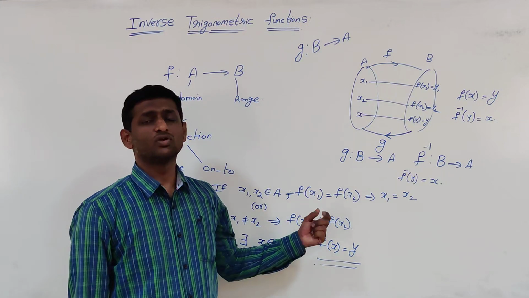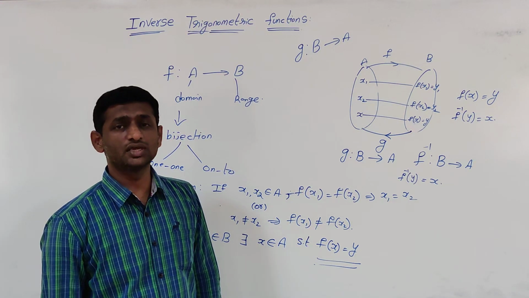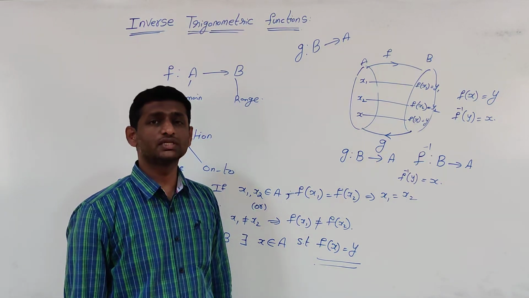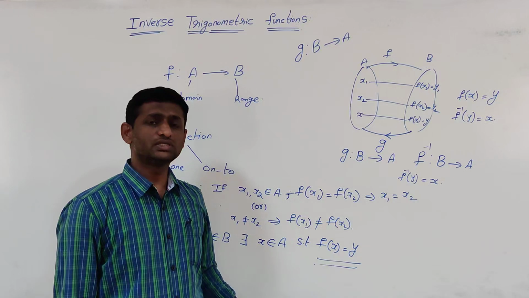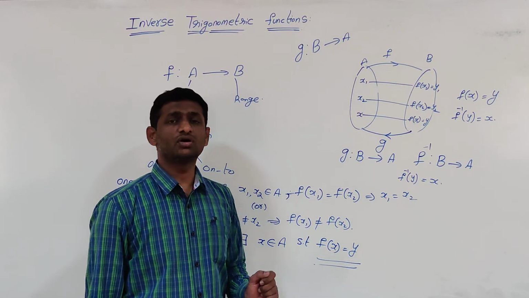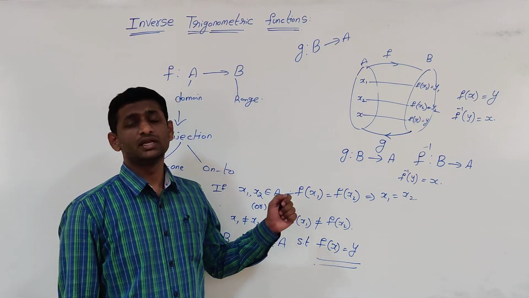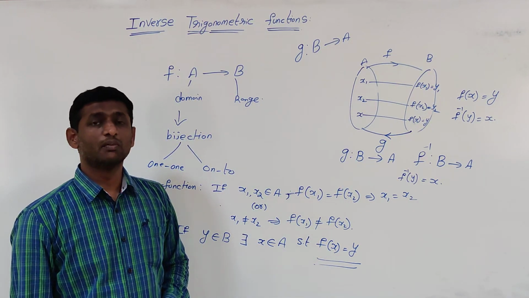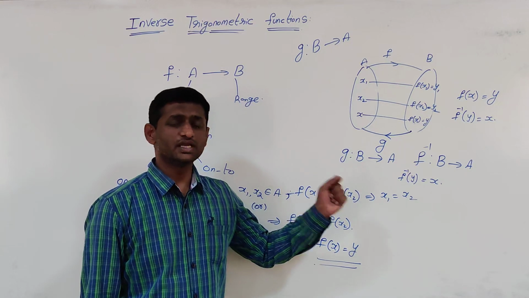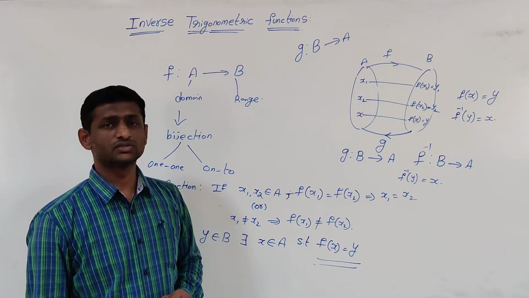Similarly, we'll go back to the trigonometric functions. The trigonometric functions we have learned are sin theta, cos theta, tan theta, secant theta, cosecant theta, and cot theta. Now we will check each trigonometric function to see whether it is a bijection or not. If it is a bijection, the inverse exists. But if it is not a bijection, then the inverse trigonometric function does not exist. So let's see one by one.